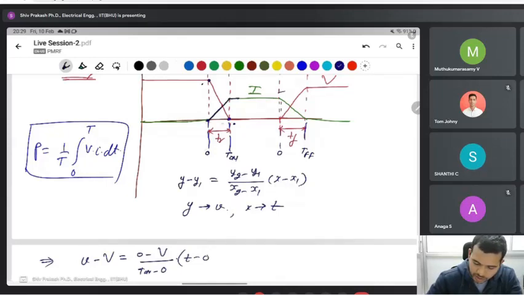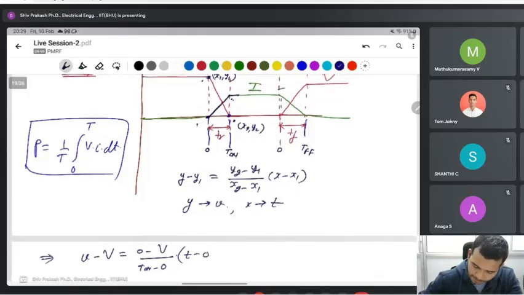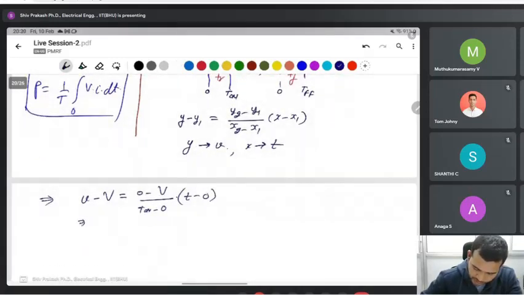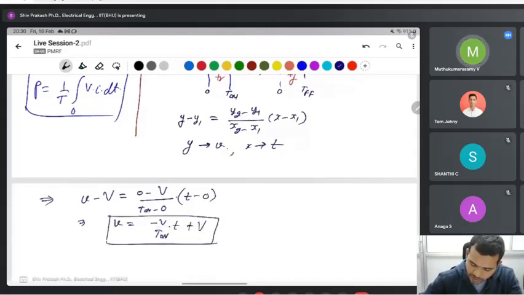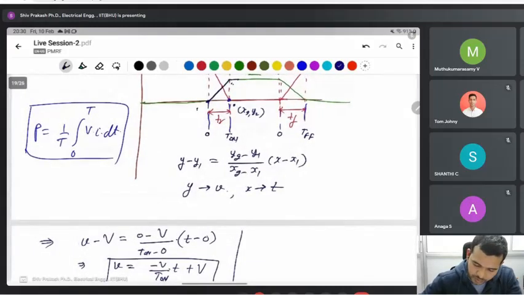This one I take as x1, y1, and here is x2, y2. Oh, sorry, this one is not x1, this one is x1 and y1. For the voltage wave expression, and likewise for the current expression, take x1, y1 here. Then to find the voltage expression, V is equal to minus V by T on into t plus V. That is the voltage equation. The same applies for the current equation here.